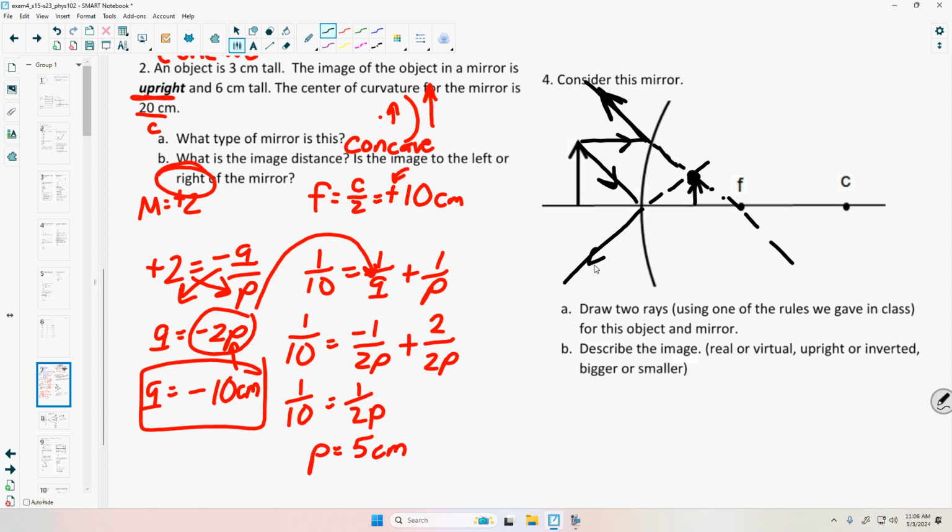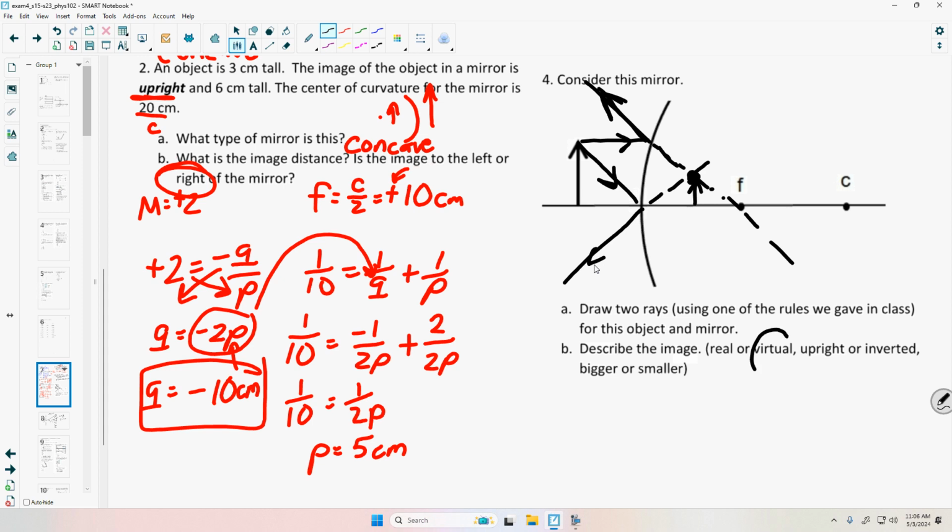I only need 2 rays. Don't draw 3 or 4. Just draw 2. It makes it a lot easier for me to see. Please just draw 2 rays, because if one of them's wrong, I'm probably going to use it as the one that you draw. And then I want you to describe the image. Is this a real or virtual image?